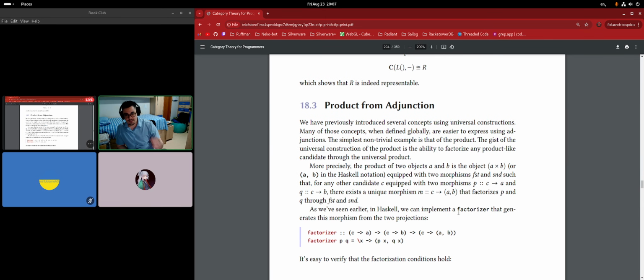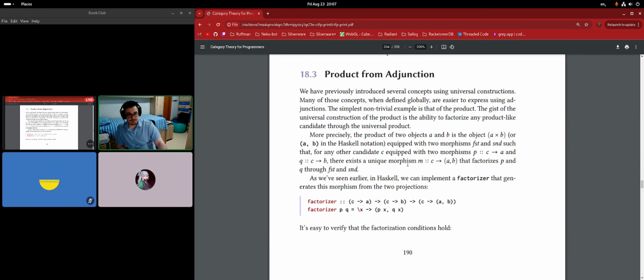Okay, so the last two things are products and exponentials. Now that we have this new terminology, now that we know adjunctions, how can we play with it? That's basically the two last subsections. So let's try. The gist of a universal construction of the product is the ability to factorize any product-like candidate through the universal product. We've seen this before. So here's the definition again.